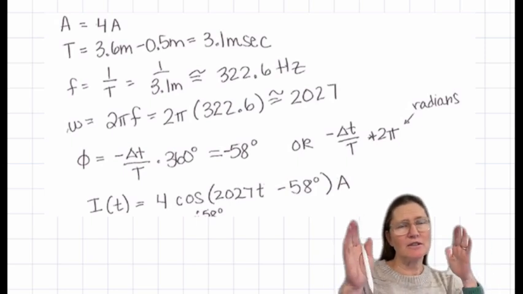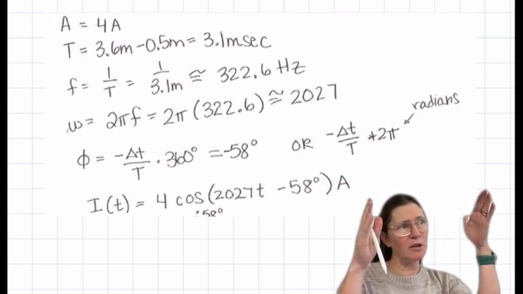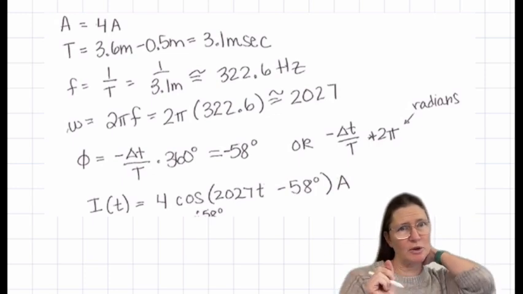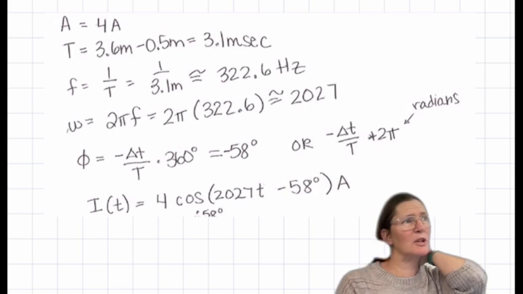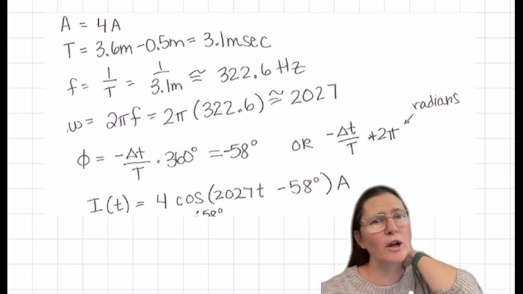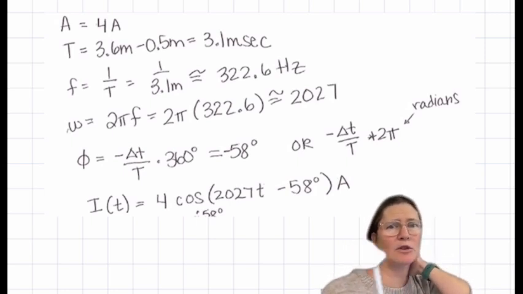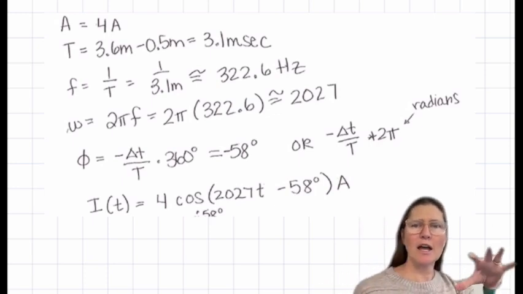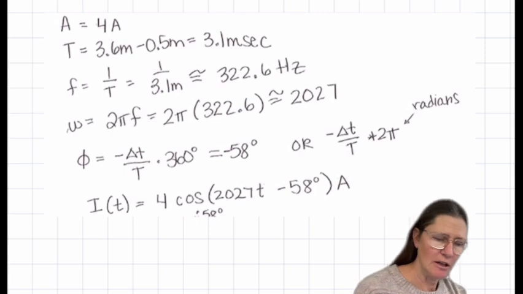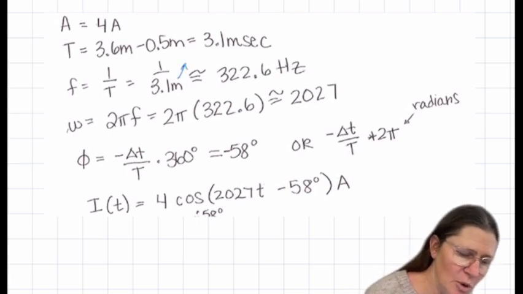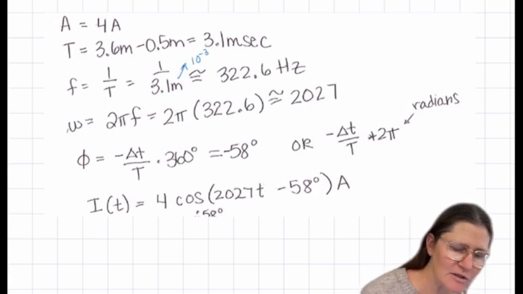Time period is the distance between one peak to the other peak, which was 3.6 minus 0.5, so 3.1 milliseconds. And then you take 1 over 3.1 milliseconds. This is where I saw a couple of answers. Make sure that milli is multiplied in there. That's 10 to the minus 3.